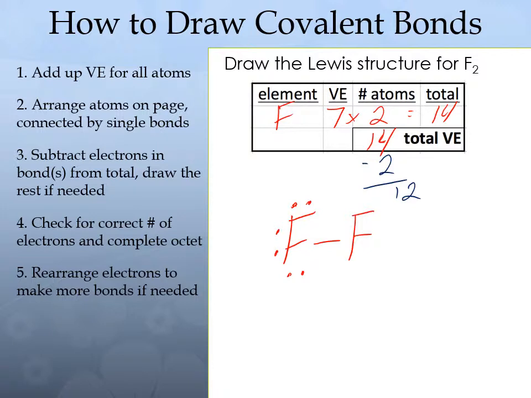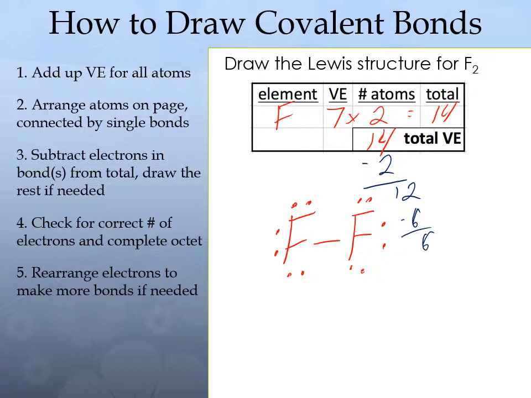On the left, I've now used 1, 2, 3, 4, 5, 6 electrons of the 12 that I had left. So I'll take 6 away from those 12, and I know that I still have 6 left that I have to place on the other fluorine. So I'm going to do the exact same thing. 1, 2, 3, 4, 5, 6. That should be all of my electrons that I had to start.